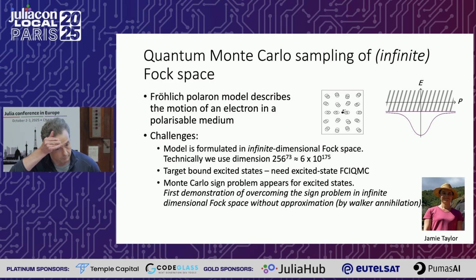Right, so how can we sample an infinite space? Specifically, now I'm talking about a physical model, which is the Fröhlich polaron model. It's a very old model looked at by Landau and Pekar in the 1930s, and then famously Richard Feynman had great success with his path integral method of finding a variational approximation to this.